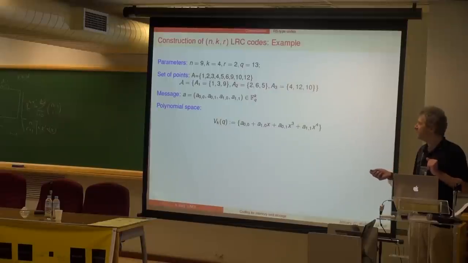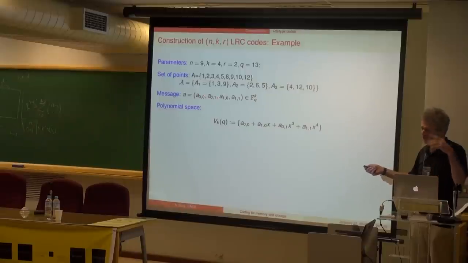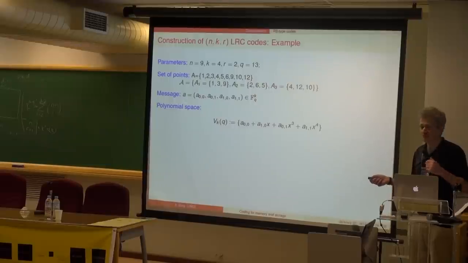And my goal will be, in the encoding, if a code symbol in coordinate number 3 is erased, then I access 1 and 9, and I get it back by interpolating a linear polynomial. If 4 is erased, then I interpolate through the values at 12 and 10, and get back the value at 4. So the dimension is 4. And the message, therefore, contains 4 symbols. They have 2 subscripts for some reason that will be clear later. So for the moment, let's just look at these 4 symbols.